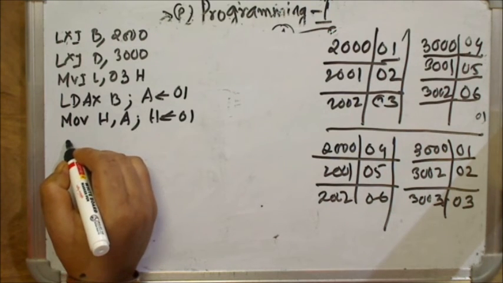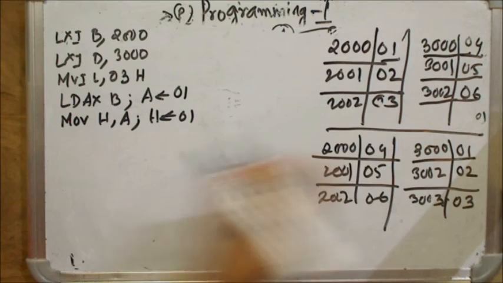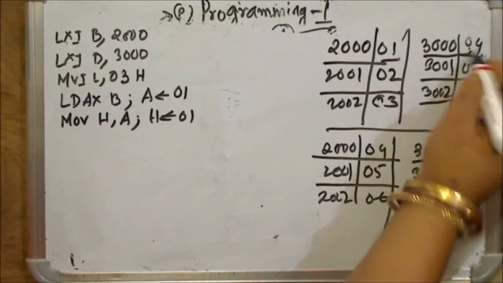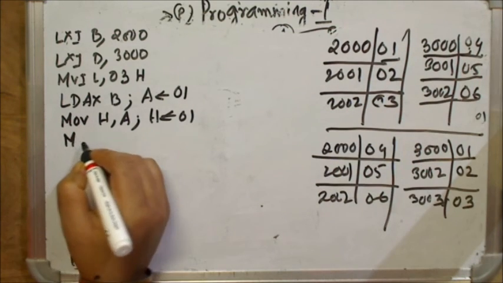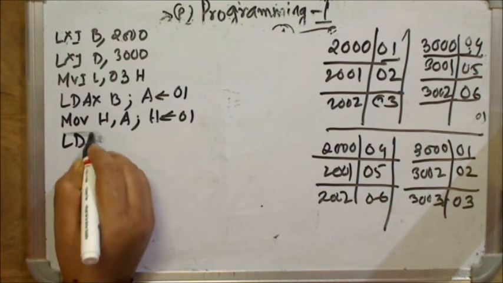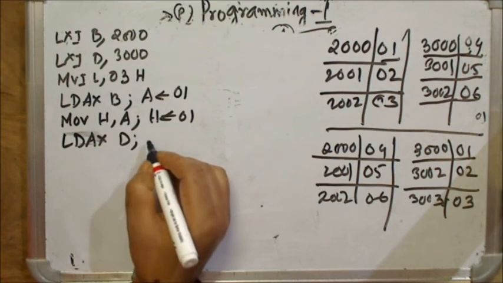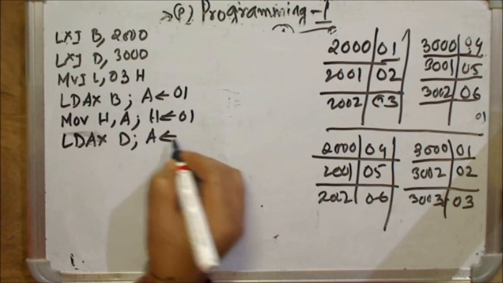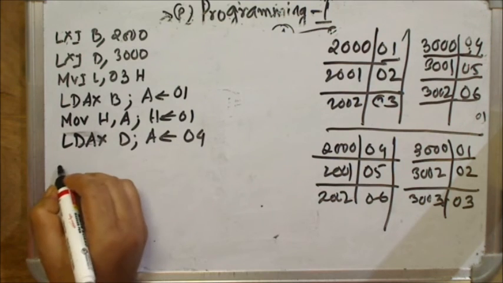Fine. Now take the second data pointed by DE pair into A. What is the data pointed by DE pair? 04. So LDAX D, that is A is now 04. Fine.